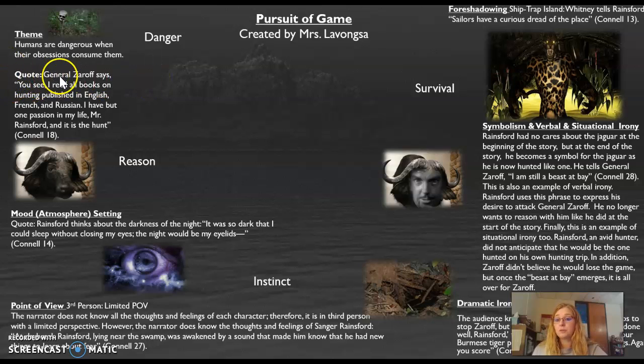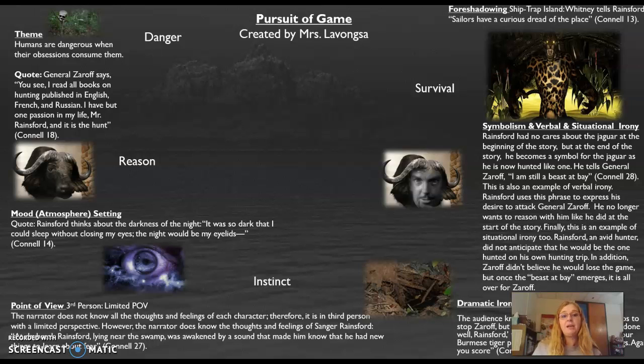And here's a quote. General Zaroff says, "You see, I read all books on hunting published in English, French, and Russian. I have but one passion in my life, Mr. Rainsford, and it is the hunt." This proves my theme. And I know I've talked with you about this earlier when we were going over that graphic organizer.